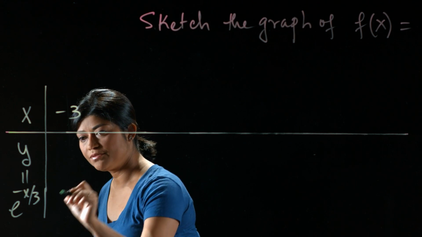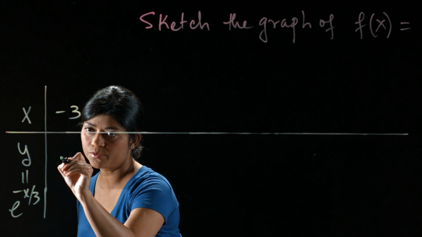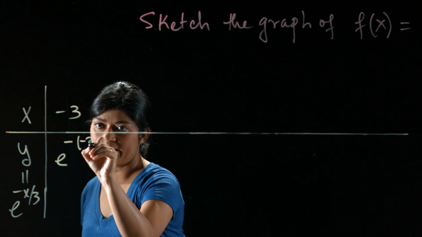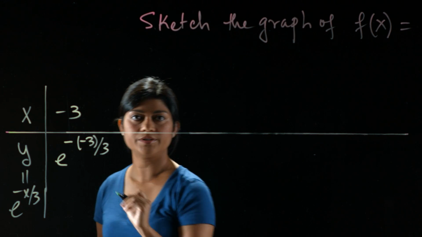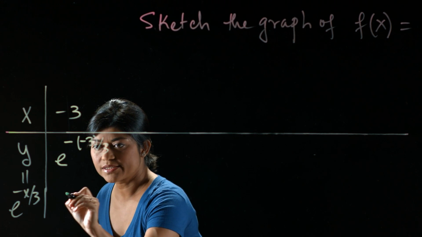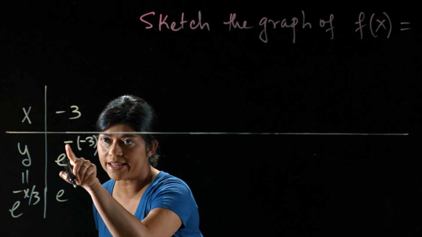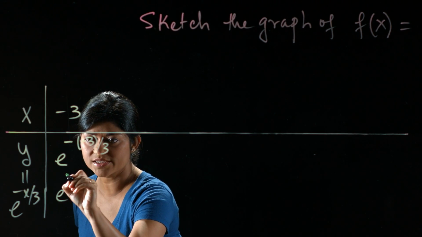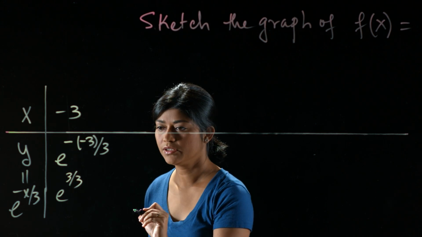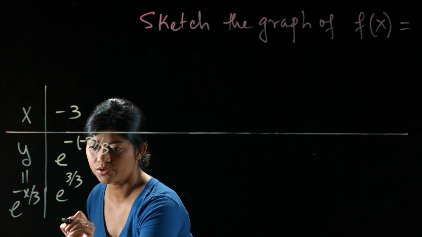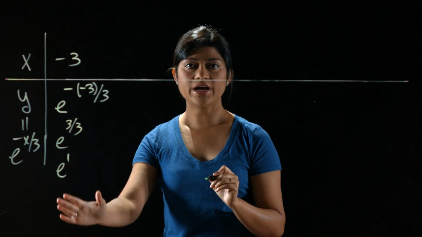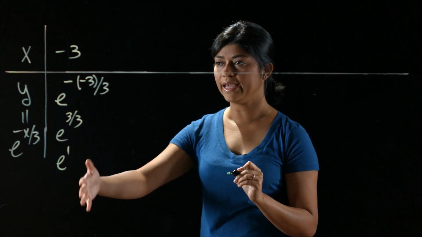So, you plug in negative 3 for your x. So, this will be e to the power negative of negative 3 over 3. Now, notice if you simplify it, the two negatives will make it a positive value. So, this is positive 3 over 3, which is just 1. So, this is e to the power 1. And we will figure out what the value of that will be later.